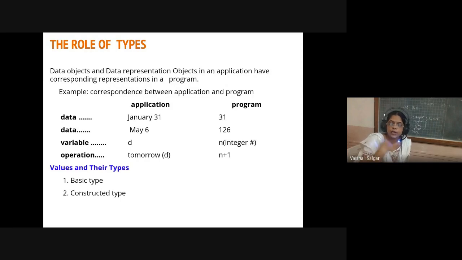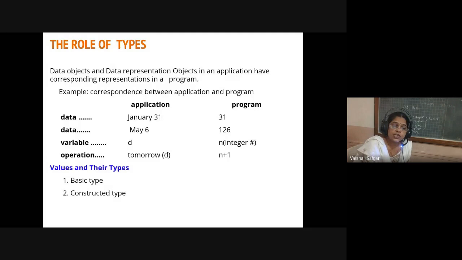So when I'm saying tomorrow, in my application, the operation tomorrow will be the next day of D, so D plus 1. Obviously, when I'm saying tomorrow, tomorrow of what? Tomorrow of the variable D in my application. But in my program, I'm saying N plus 1. But is it possible to multiply the days in the application? Some operations are difficult to perform with the application data object.